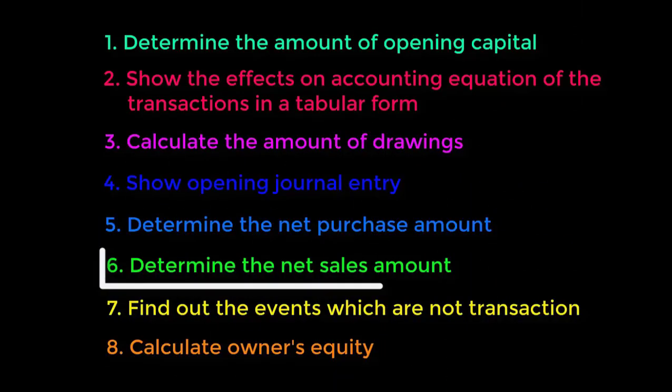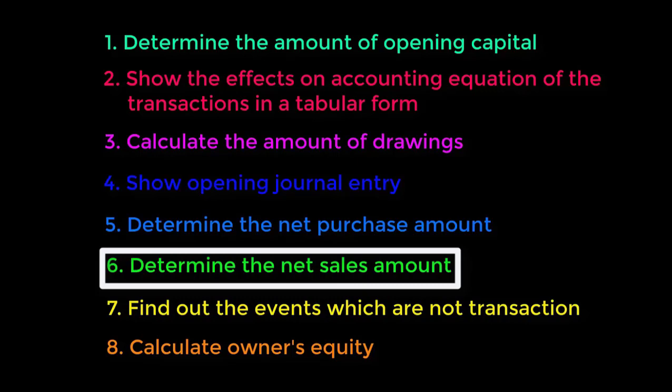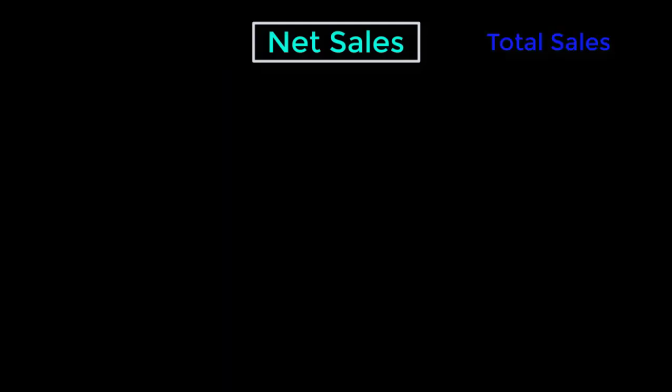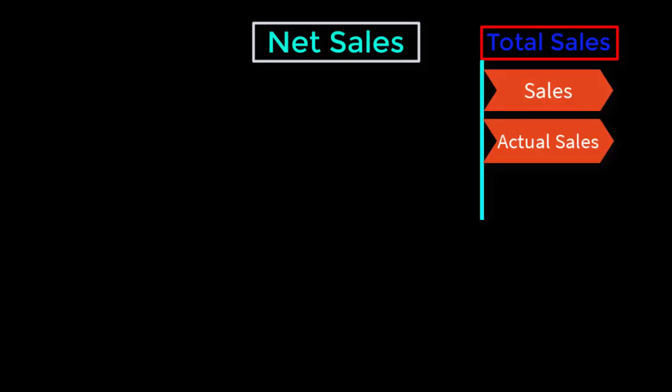Today in this tutorial we will learn how to determine the net sales amount. Net sales means the total items sold by a company after some adjustments. Look at this word, total sales. Do remember, in the question paper we may get other synonyms of this word, and they are sales, actual sales or gross sales.